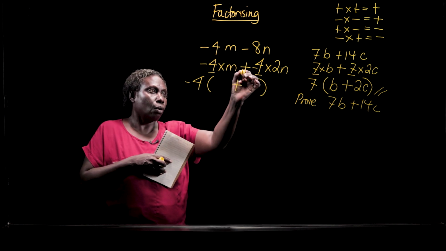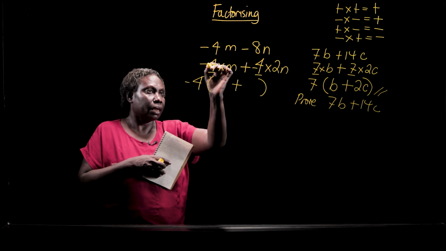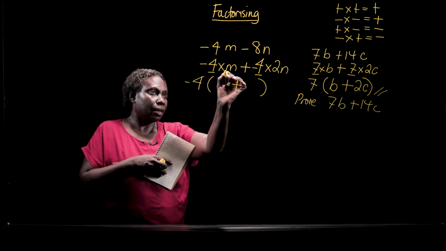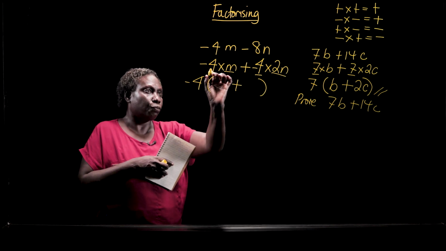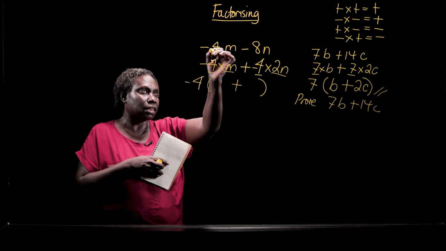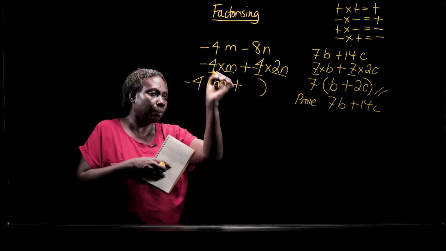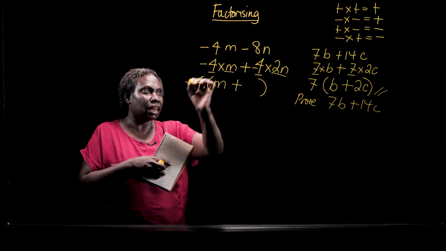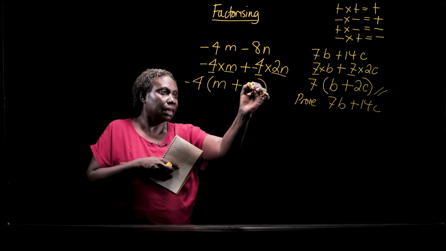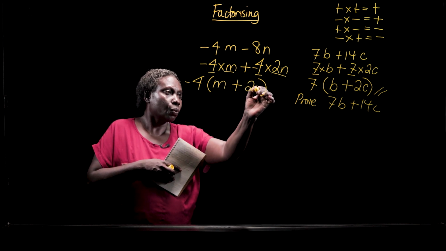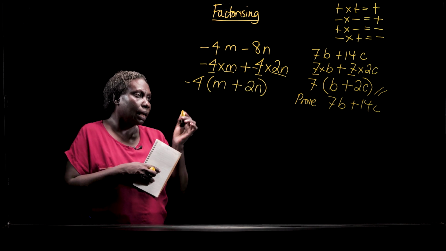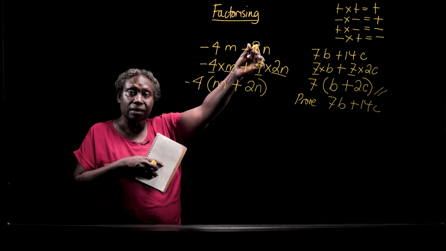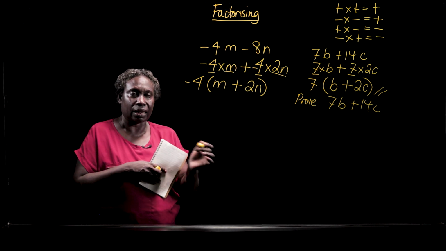Okay, so negative 4 is the highest common factor. What comes into the bracket now will be taken from here. So negative 4 times m gives us negative 4m. Therefore, m comes here. There's a plus sign here. Positive times negative gives us negative. And here we have 2n. Okay. Now, let's see if we are going to get negative 4m minus 8n when we expand this bracket.